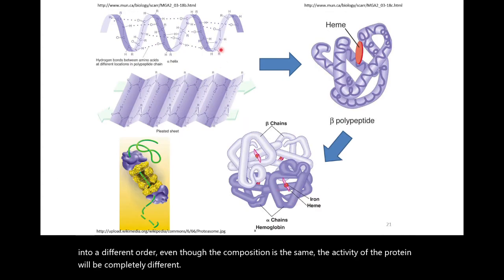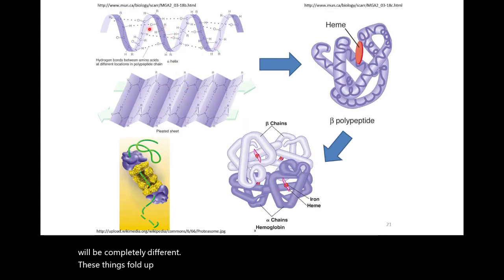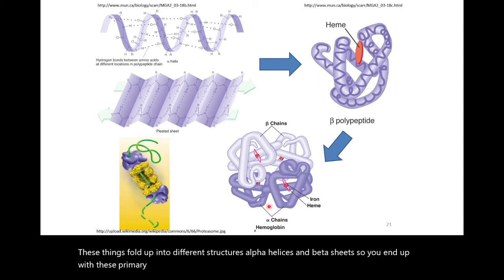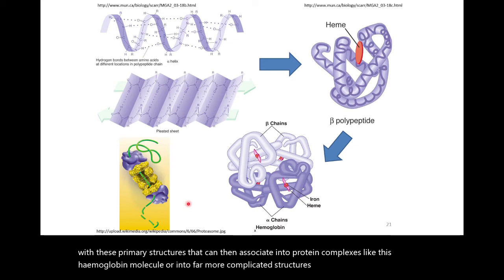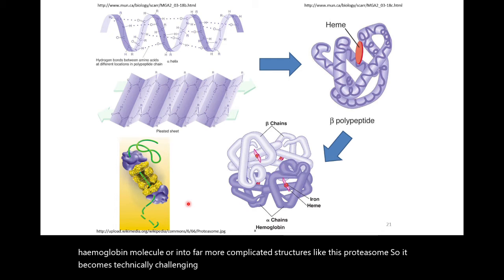These things fold up into different structures like alpha helices and beta sheets, so you end up with these primary structures that can then associate into protein complexes like this hemoglobin molecule, or into far more complicated structures like this proteasome. So it becomes technically challenging to deal with things that are so chemically diverse.